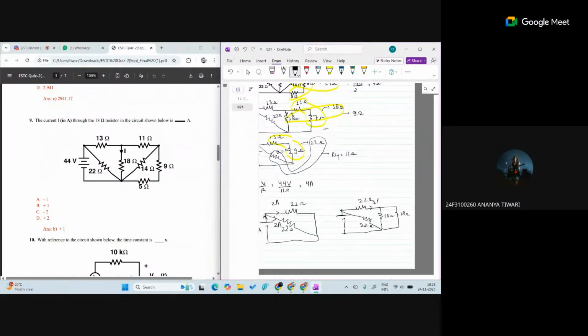Till here it is clear. And we had to find the current in this 18 ohm branch. Clear? Okay, so now this 2 ampere will again get distributed in equal parts because we have 18 ohm here and 18 ohm here. So it would be 1 ampere, and 1 ampere divides equally in both.